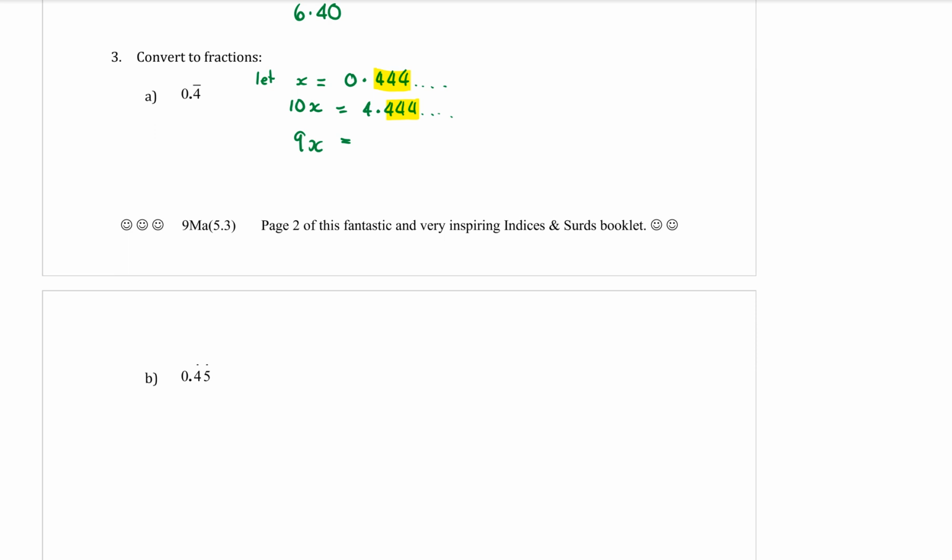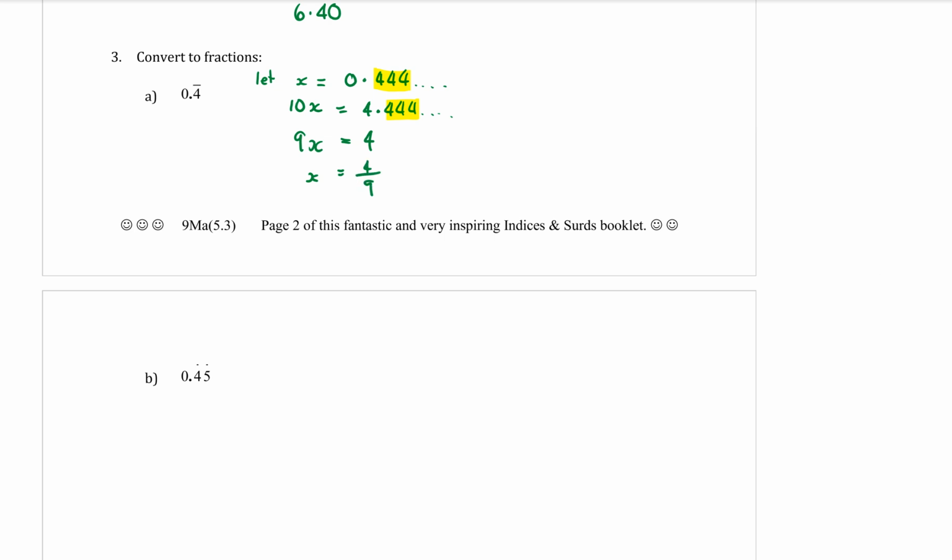4.444 minus the 0.444 means all those decimals disappear, and what's left? Just the 4, which is perfect. We want to get rid of all those decimals because now we're going to be able to get a nice, lovely fraction. All I need to do is get that x by itself, divide the 9 underneath, so x is equal to 4 over 9.